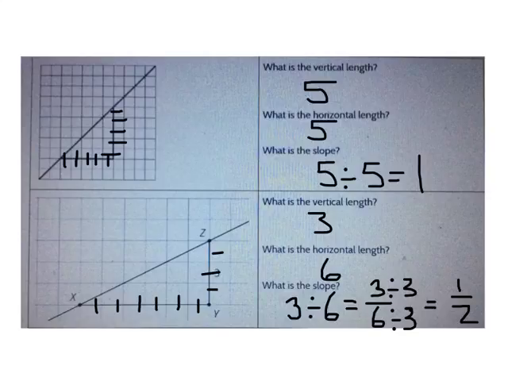The vertical length is 3. The horizontal length is 6. When I divide 3 divided by 6, I get the fraction 3/6. The greatest common factor is 3, and when I simplify, the slope is 1/2.